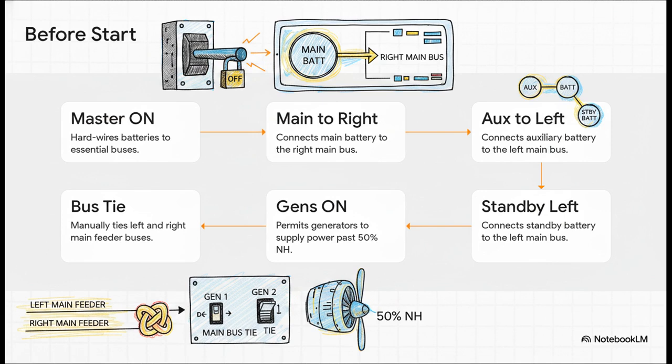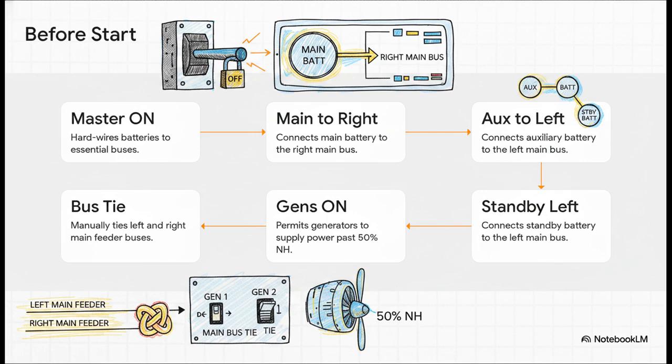Step 4. STV bat switch to on. This connects the standby battery to the left main bus too, right alongside the aux battery, assuming there are no bus faults. So, standby by the aux. Step 5. Flip the Gen 1 and Gen 2 switches to on. This readies the GCUs, permitting the generators to supply power only once the engines spool past 50% NH. Your memory trick? Gens wait for 50.